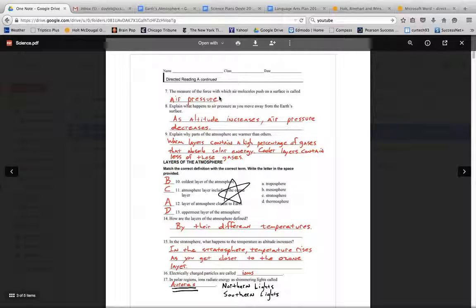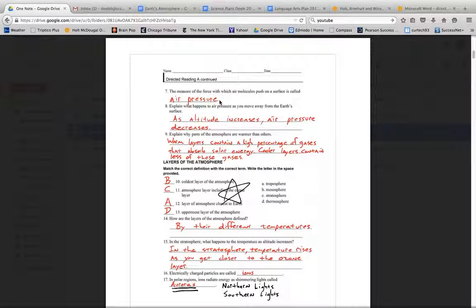Seven, the measure of the force with which air molecules push on a surface is called air pressure. One thing to know about air pressure is it pushes in all directions. So it doesn't just push down or it doesn't just push up. It pushes sideways and slantways and squareways and upways and downways and every ways.